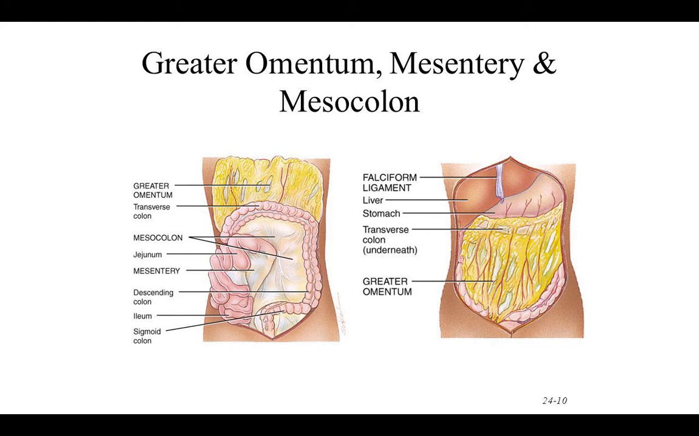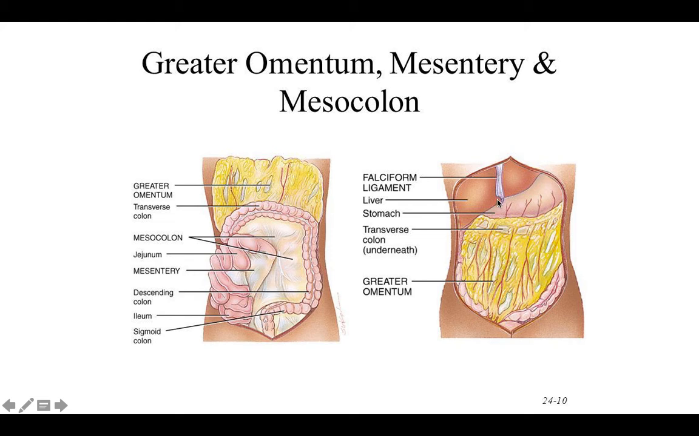Also, we have what's called the mesocolon. So here you can see this is the mesocolon right here. And the mesocolon actually attaches the large intestine to the posterior abdominal wall. So that's another very important one. And then we also have, if you look back over here, something called the falciform ligament.